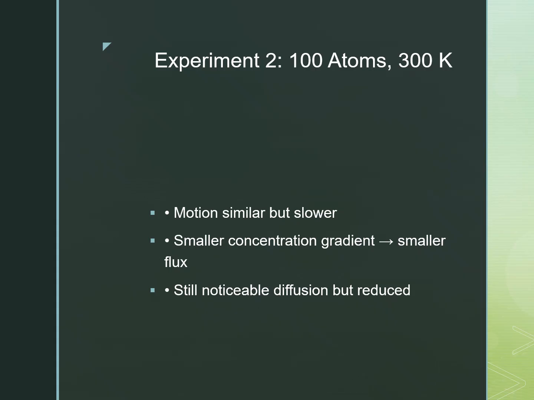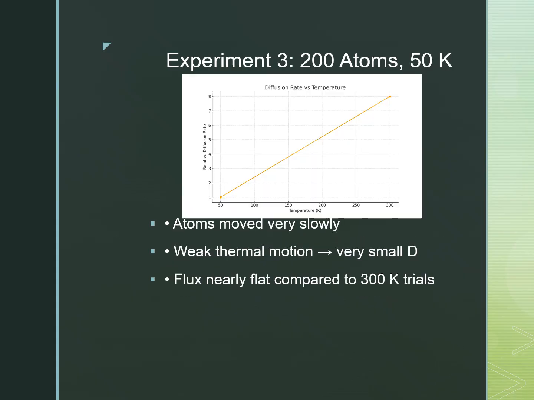For experiment 3, I went back to using 200 atoms, but this time I dropped the temperature drastically to 50 Kelvin. This had the biggest impact of all. The atoms were moving incredibly slow, and it took much longer for them to reach the right side. Even though the concentration gradient was strong, because there were 200 atoms on the left, the low temperature made the diffusion rate extremely small. This shows that temperature doesn't just influence movement a little bit, it has a huge effect because atomic motion comes from thermal energy. Lower temperature means the diffusion coefficient, D, becomes very small.